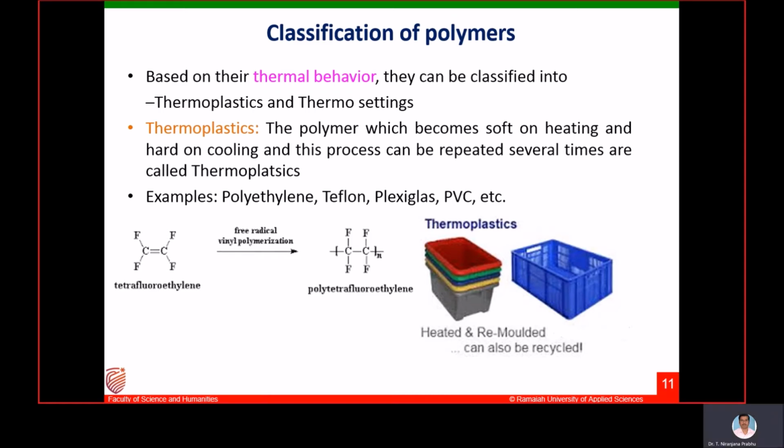You can look at the examples of thermoplastics. We have polyethylene, Teflon, plexiglass, which is polymethyl methacrylate, PMMA, and polyvinyl chloride. They are all coming under thermoplastics. I said these kinds of polymers become soft on heating and hard on cooling, and the process can be repeated several times. These are called thermoplastics. So recycling is possible.